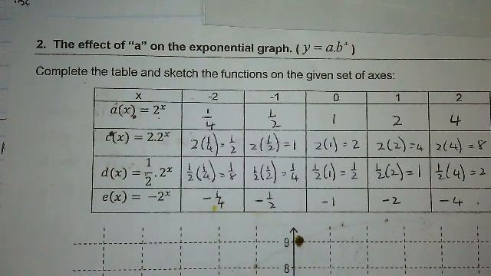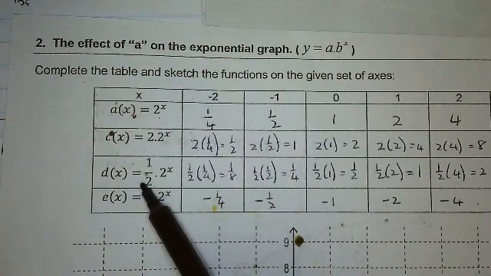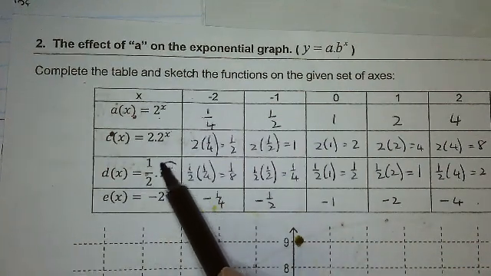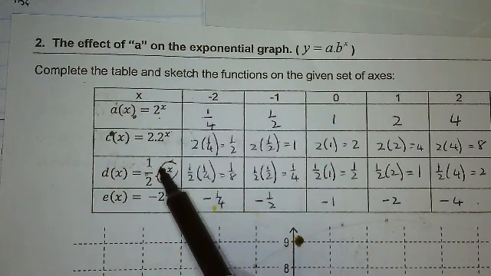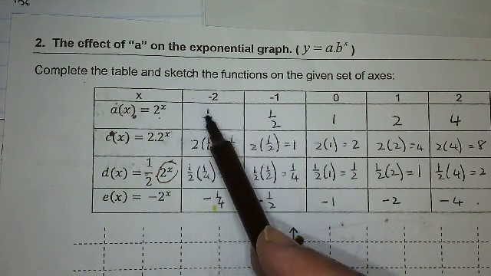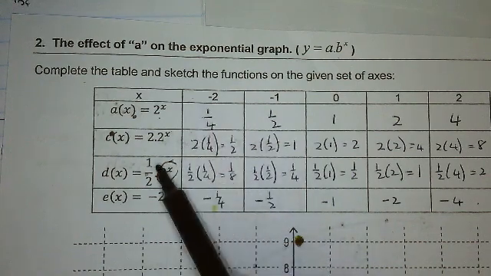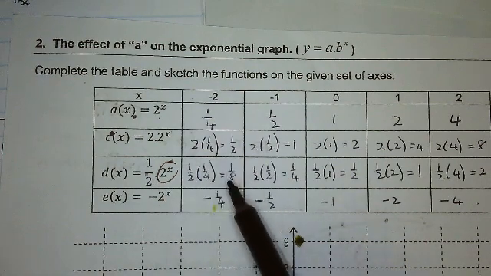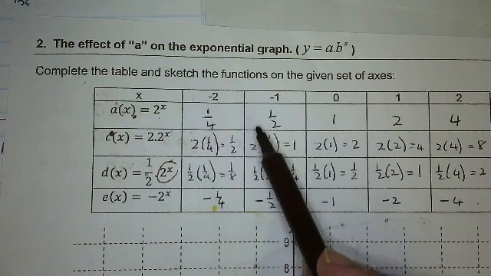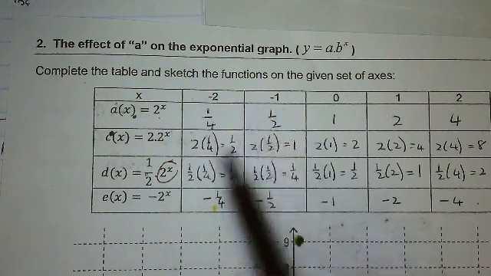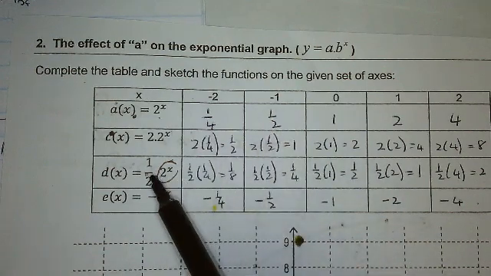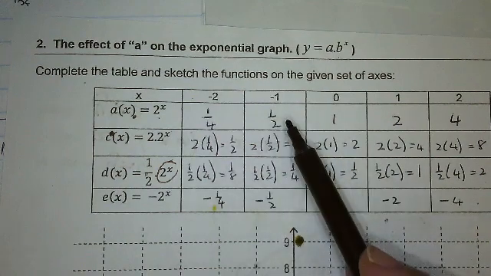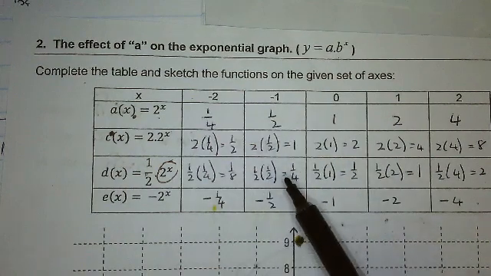Okay. If it's a half, what will you do? Can you see that's my basic graph, 2 to the x. So I go back to 2 to the x, it's a quarter, and I times it by a half. So a half times a quarter, it's 1 over 8. Go back to the original one, 2 to the x. You take the value and you times it by half. So that's a half times a half, it's a quarter.